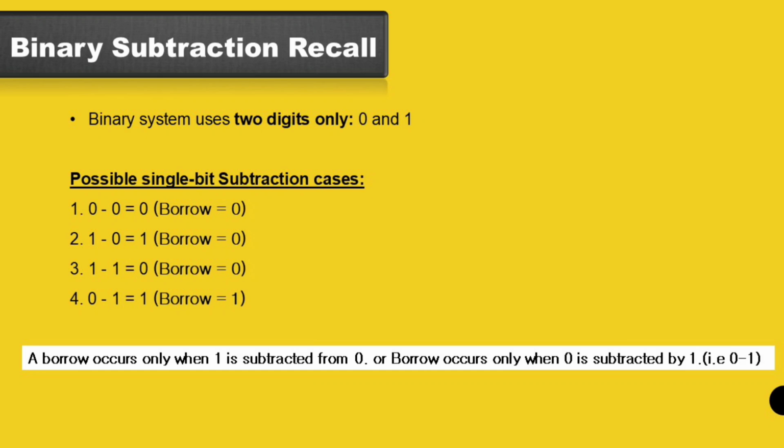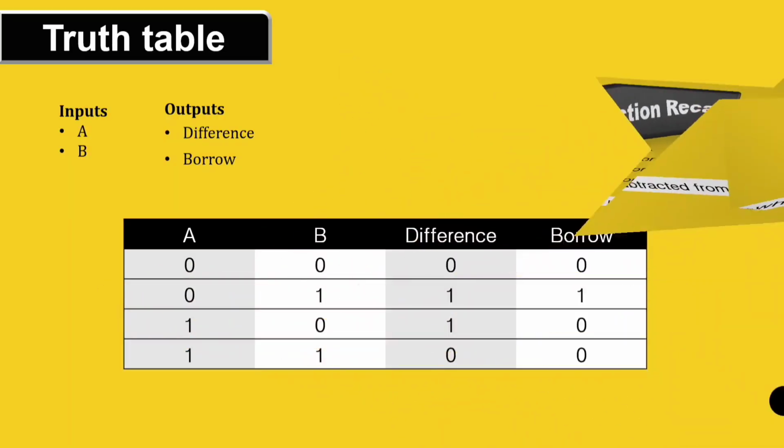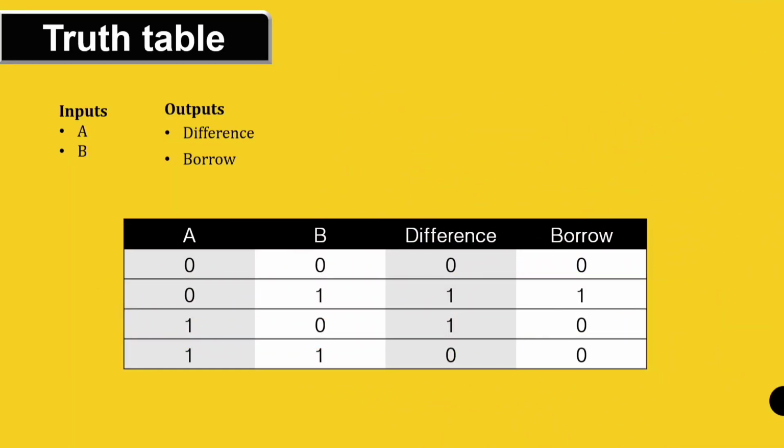Now that we understand the rules of binary subtraction for single-bit values, let's build the truth table of the half subtractor. A half subtractor has two inputs, A and B, where A is the minuend and B is the subtrahend. It produces two outputs, difference and borrow. We now list all possible combinations of A and B. When A is 0 and B is 0, the result is 0, and no borrow is needed.